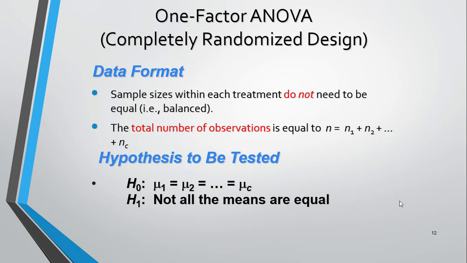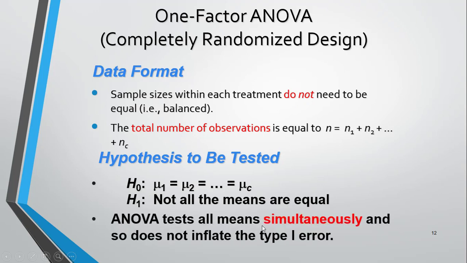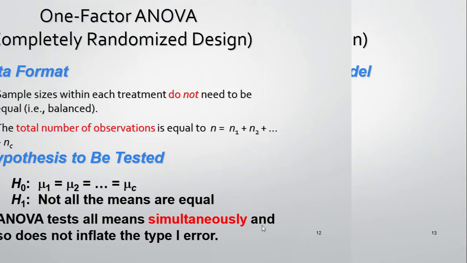The hypothesis to be tested here is H0: mu1 equals mu2 equals mu3 all the way to mu c. That's all the different groups, the different types of fractures. We want to see if the mean is the same, if they all stay in the hospital for the same number of days or weeks. That's what we are trying to test to find out. And H1 is that not all means are equal. ANOVA tests all means simultaneously, and so does not inflate the type 1 error.